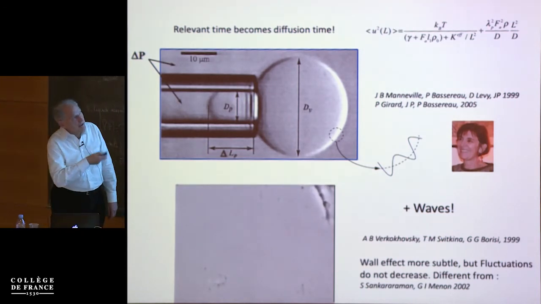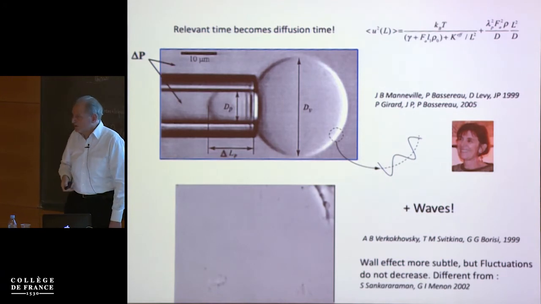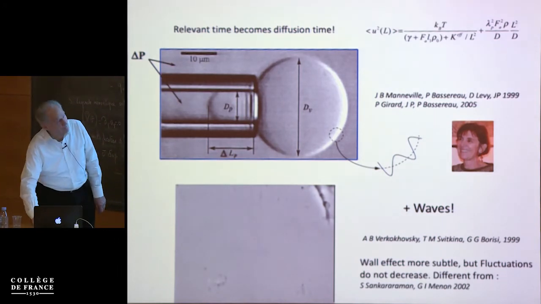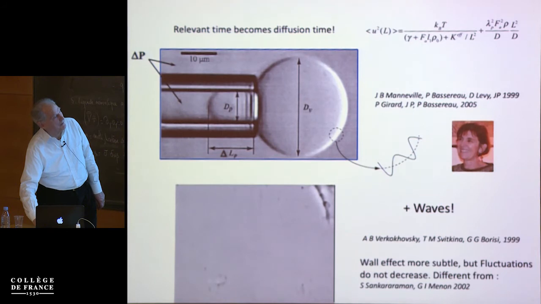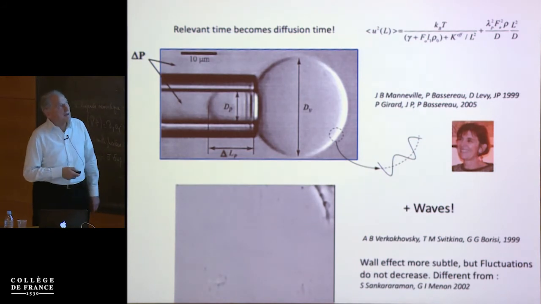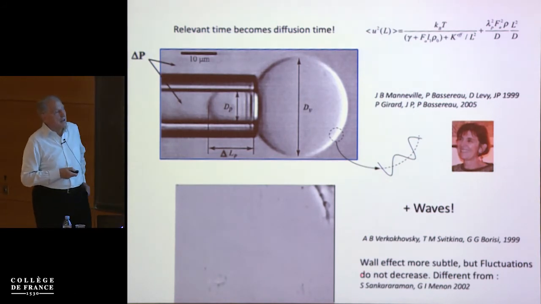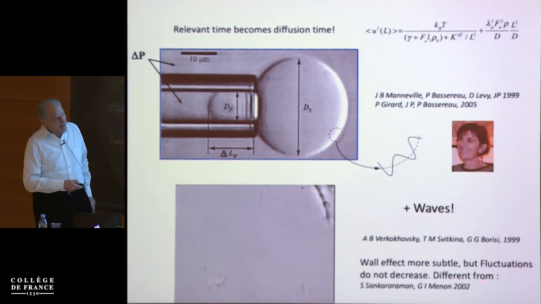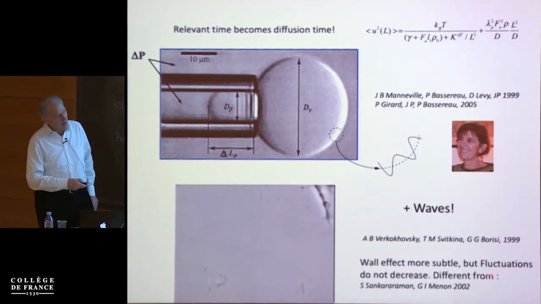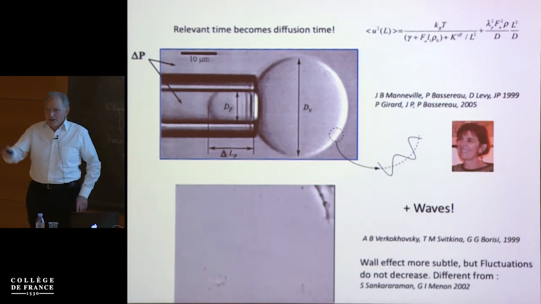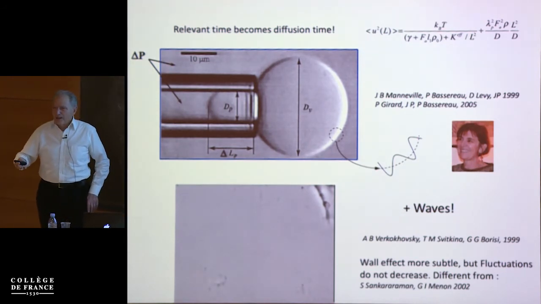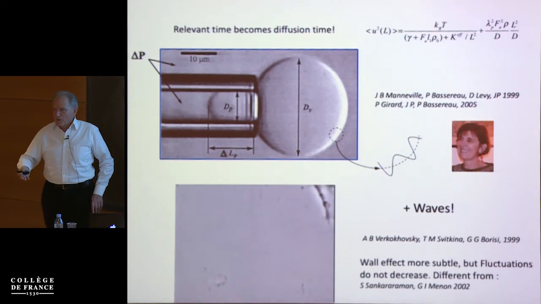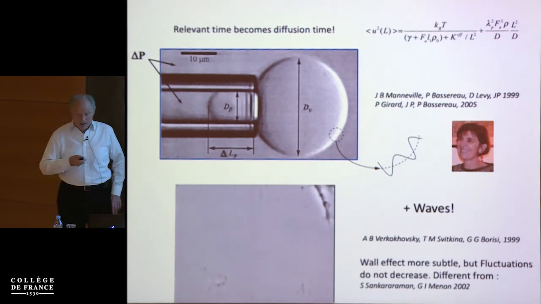Actually, I've been a bit sloppy. I omitted the nonlinear term, but okay, you can find it in that paper. An interesting point is that there is actually a nice paper by Gaut and Menon, and basically his conclusion is that whatever we predicted concerning the increase in fluctuations coming close to a wall is wrong.